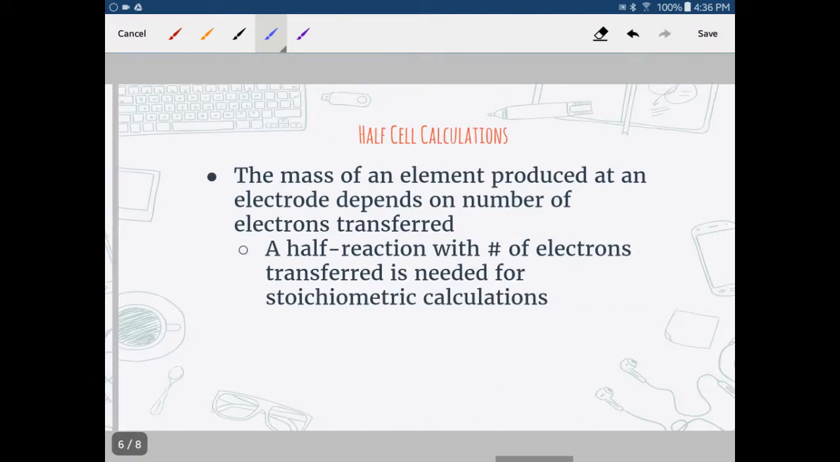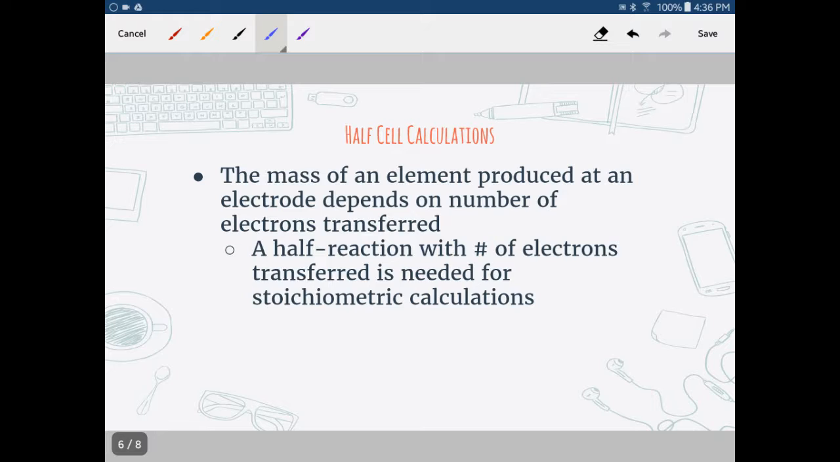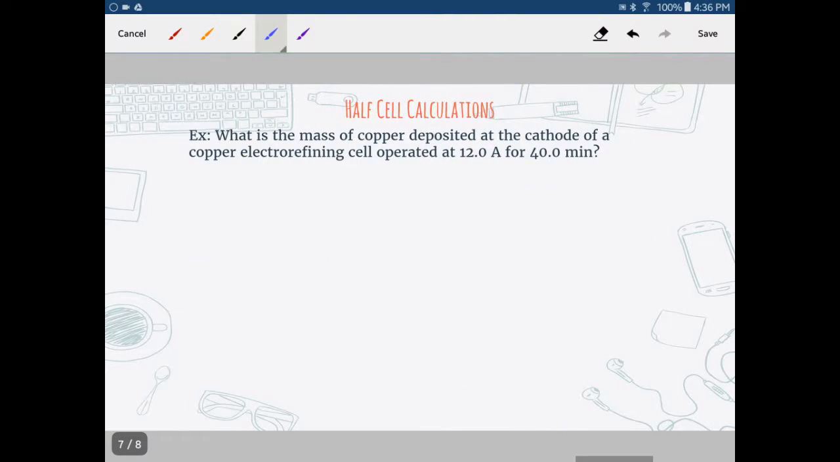Now let's take a look at these half-cell calculations where we will be looking at mole ratios. So the mass of an element produced at an electrode depends on the number of electrons transferred. Now this can either be mass produced or mass lost. So that means that we need a half reaction with the moles of electrons transferred that's needed from this stoichiometric calculation. Okay, so we need it from our equations for this calculation. So let's just jump right into some examples here.